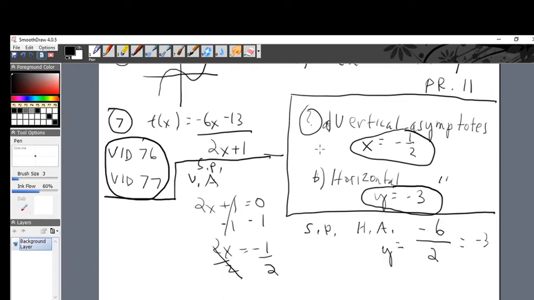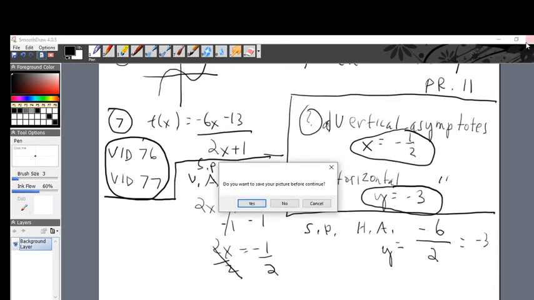Okay, this paper has been used up. Let's go up there and close it.